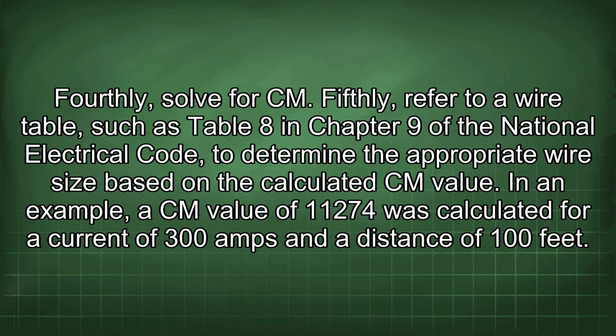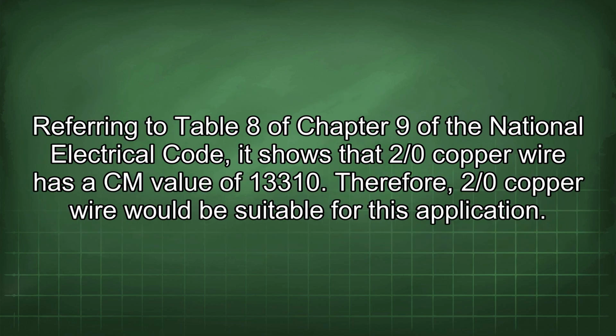In an example, a Cm value of 11,274 was calculated for a current of 300 amps and a distance of 100 feet. Referring to Table 8 of Chapter 9 of the National Electrical Code, it shows that 2/0 copper wire has a Cm value of 13,310. Therefore, 2/0 copper wire would be suitable for this application.